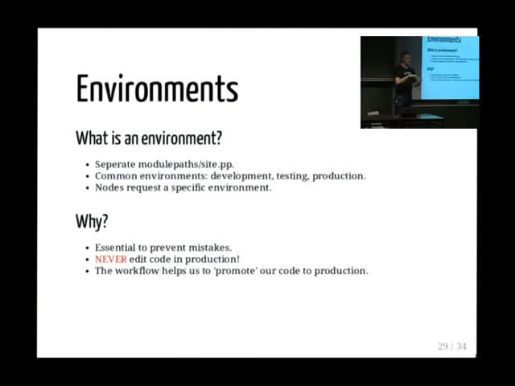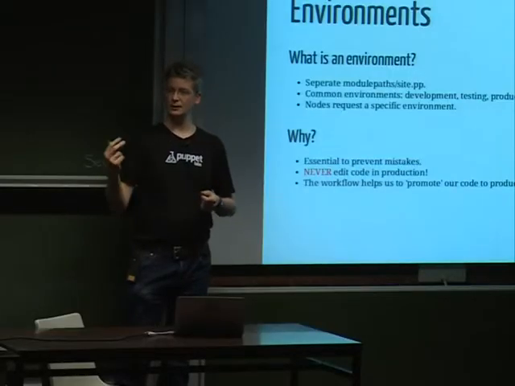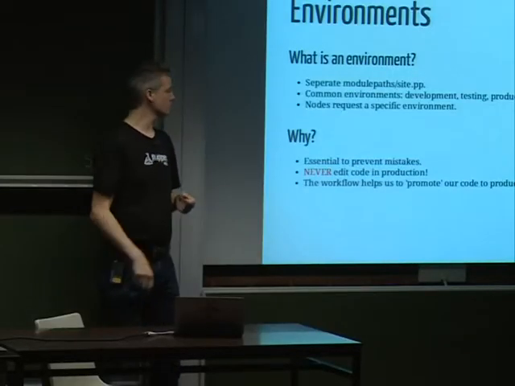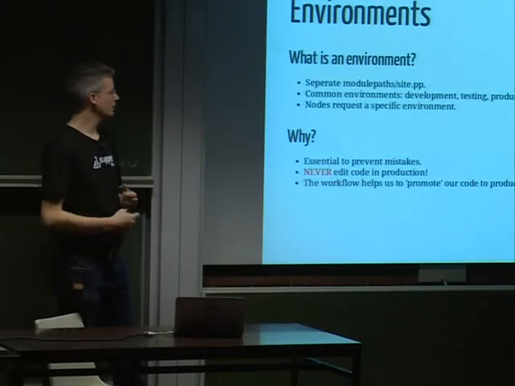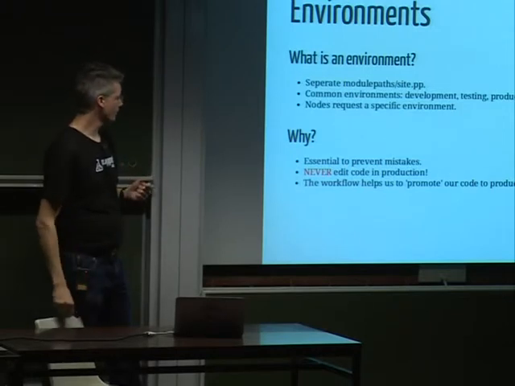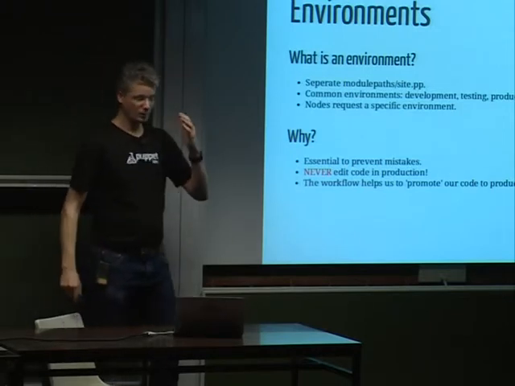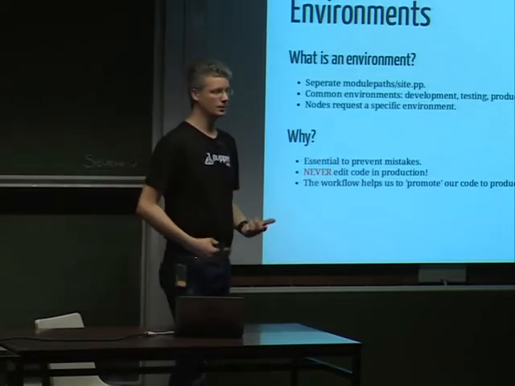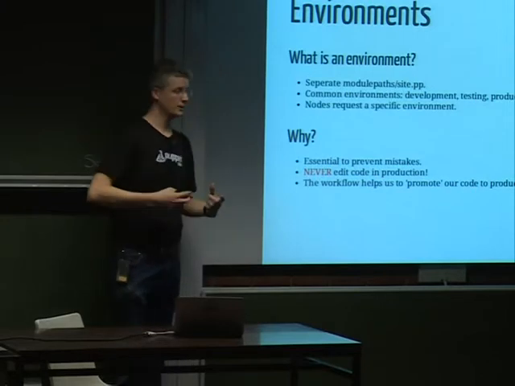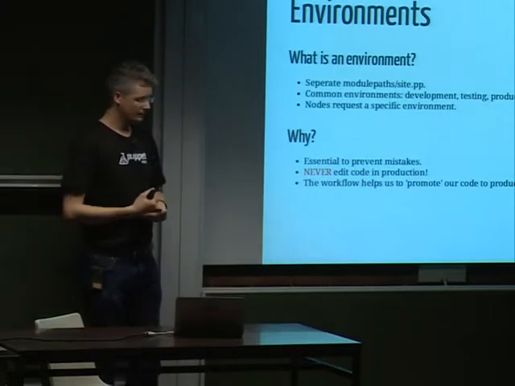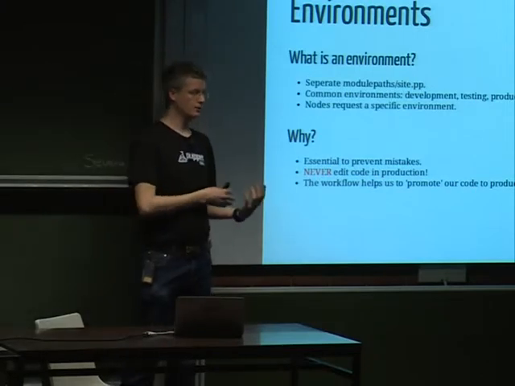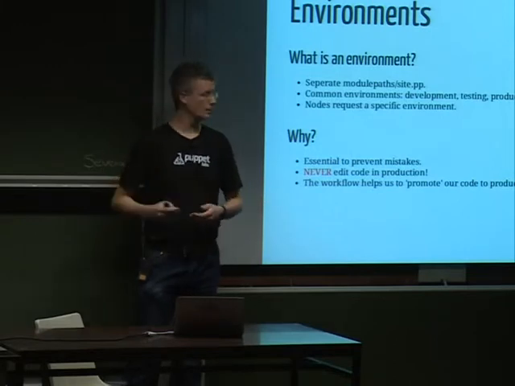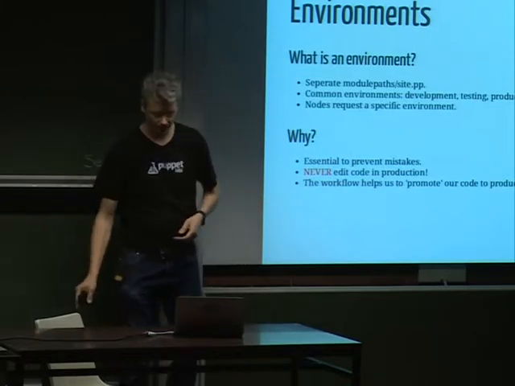A node is configured to load a specific environment. This can be overridden in an ENC, so that a machine is forced to use a specific environment. Usually people don't use that. So you want different environments because you never ever want to edit any code in production, because that's very dangerous, of course. And the workflow with Git-Flow helps you to promote the code to production.